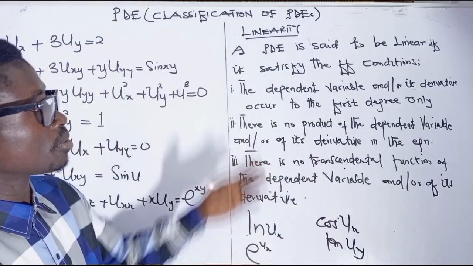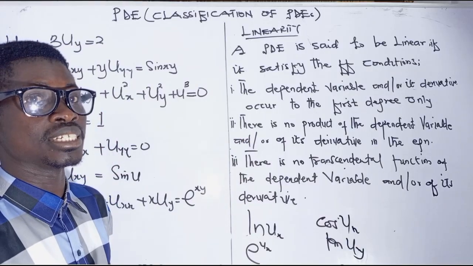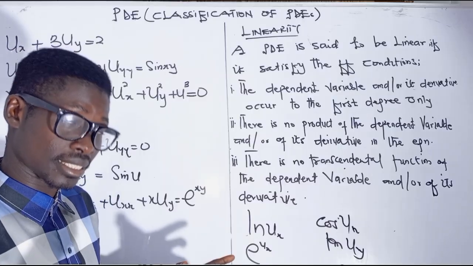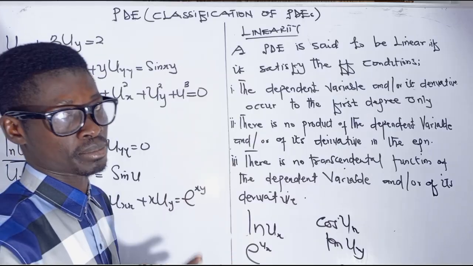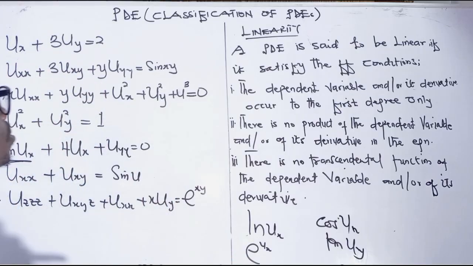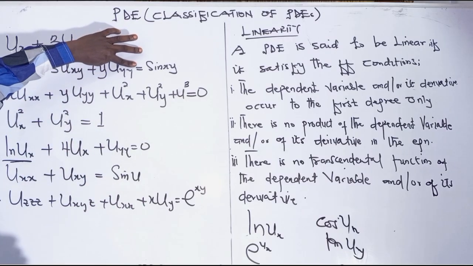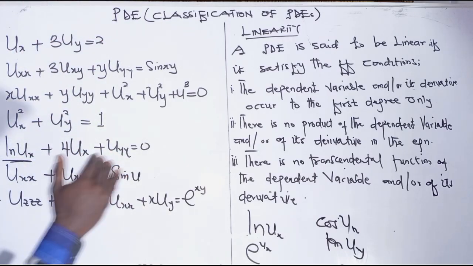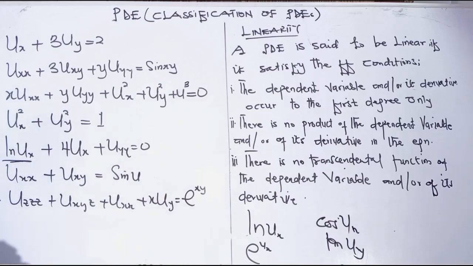Good. So these are the conditions that a PDE must satisfy in order to become a linear PDE. Other than that, it is what? A nonlinear PDE. So in looking at that, we are going to consider the following examples here, the following PDEs, and then we are going to classify them according to linear and nonlinear PDEs. So let's look at the first example.